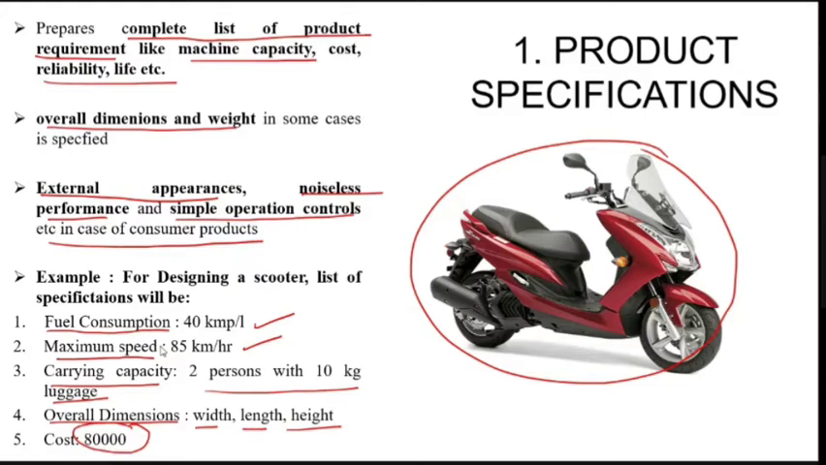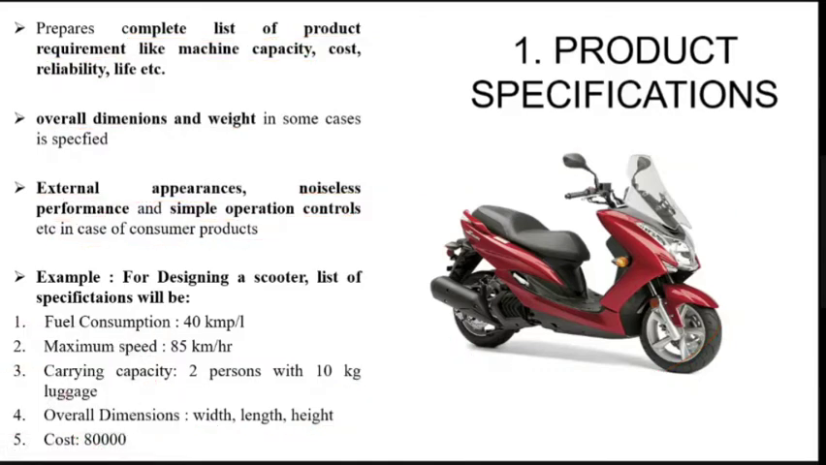So once you identify the need, and once you prepare a complete list, you can go for the further step. I hope you have understood what is product specification. It is nothing but preparing a complete list of product requirements. Complete list. You remember this. Okay. Now what is next?